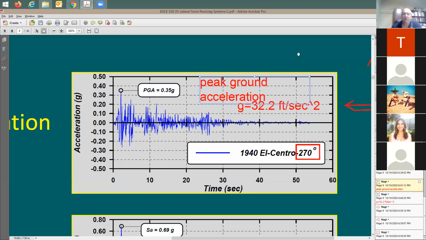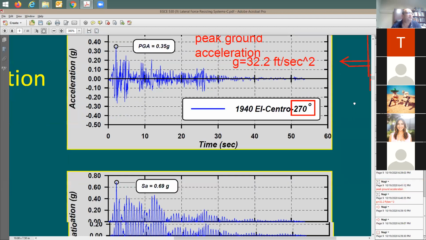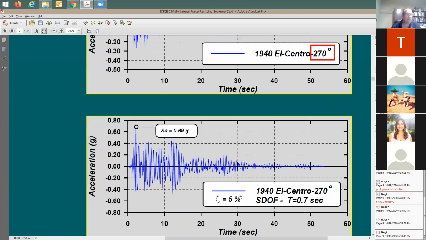Now let's see what happened to our structure. I'm going to play here with the structure's natural period. Let me bring here a structure. It's going to have damping of 5%, because all the structures, when it comes to the code, are going to have a 5% damping ratio. And the structure itself is going to have a natural period of 0.7 seconds. So the structure acceleration is not going to be matching the ground acceleration.